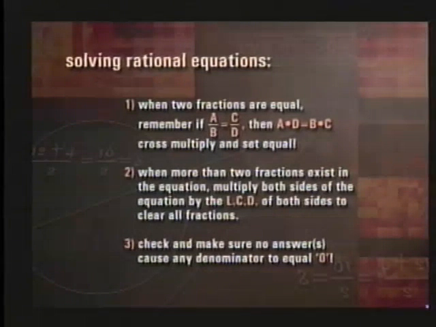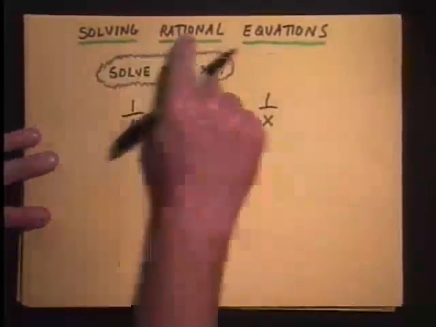And step 3, now we haven't done this in previous sections and chapters. Check and make sure that once you get that answer, when you plug it back in, it doesn't cause any denominator to equal 0. And remember, we talked about a denominator equal to 0 in fractional form. It's undefined, so it can't happen. So be careful on that. So let's go to some examples here, solving rational equations.